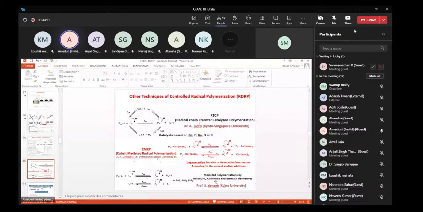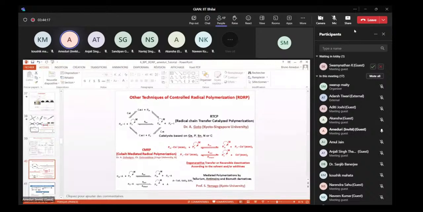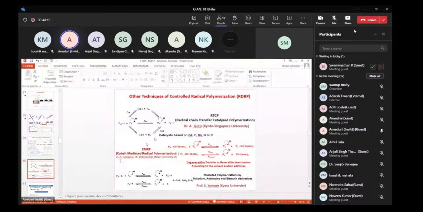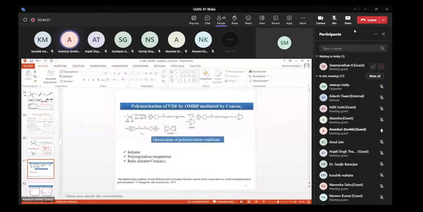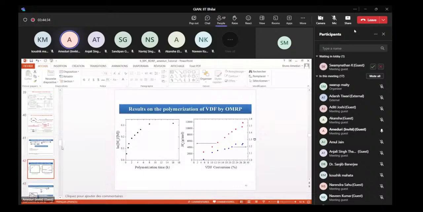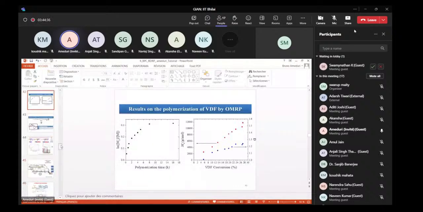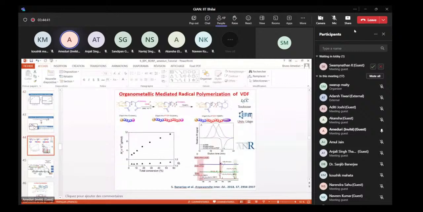So he did some reaction. He did first some preparation in Liège and then used this product in Montpellier. And what happened is he was very successful in making this controlled radical polymerization. Okay, so by OMRP, a nice work was done, and this was the work of Sanjib using this very interesting oligo vinyl acetate terminated by cobalt acac.